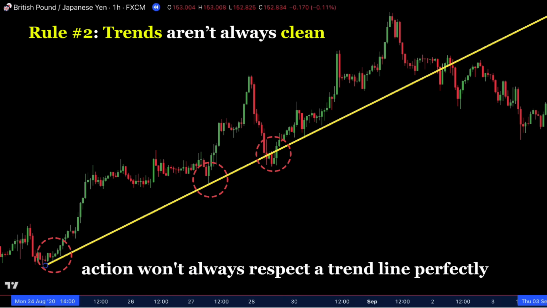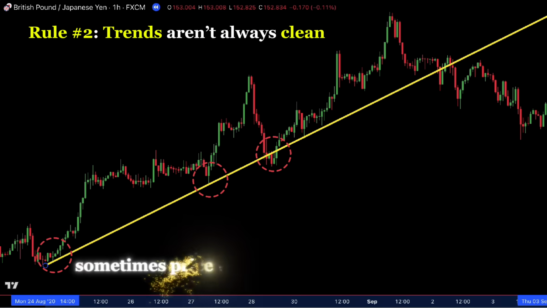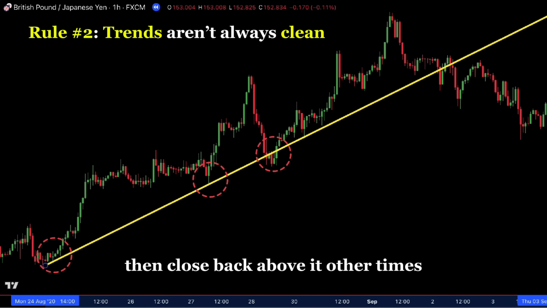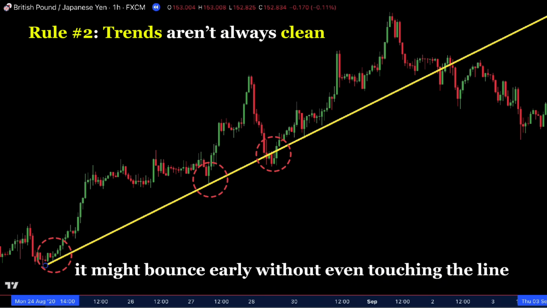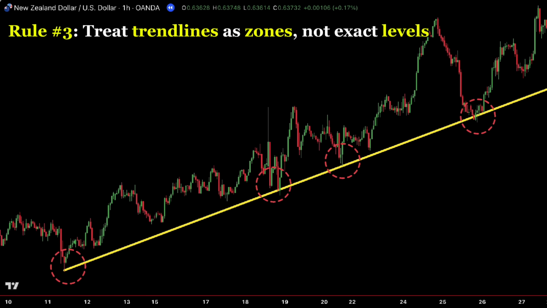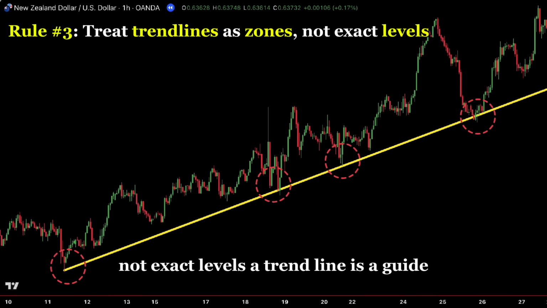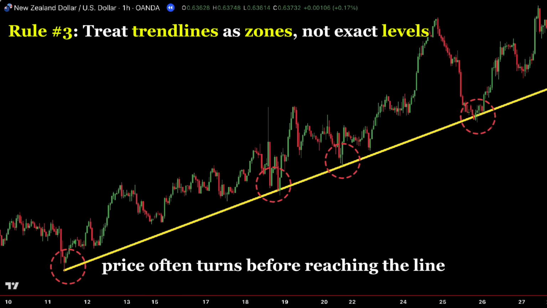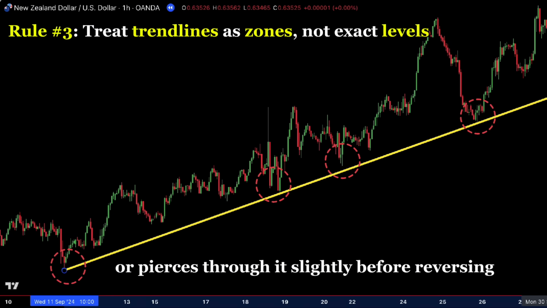Price action won't always respect a trend line perfectly. Sometimes price will break below the trend line, then close back above it. Other times, it might bounce early without even touching the line. Rule number 3, treat trend lines as zones, not exact levels. A trend line is a guide, not a laser beam. As you'll see in these examples, price often turns before reaching the line, or pierces through it slightly before reversing.